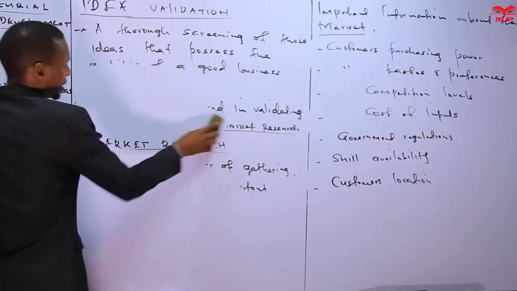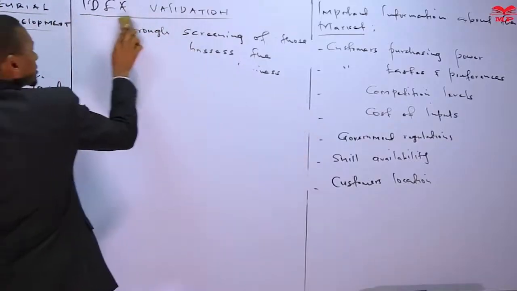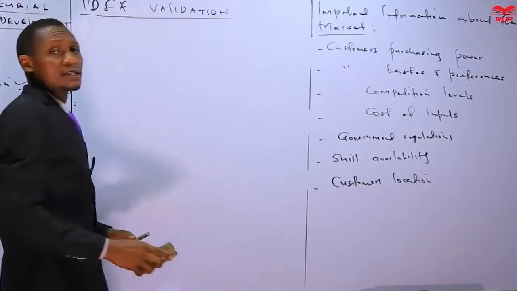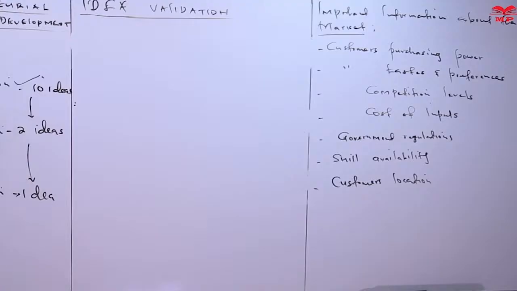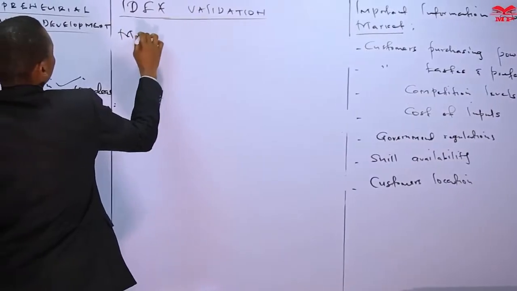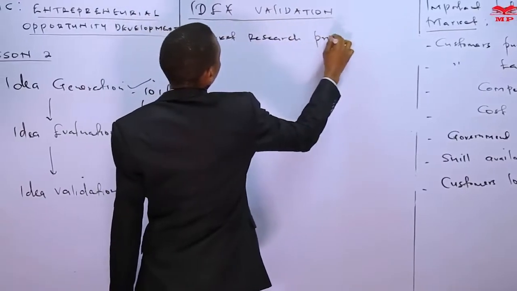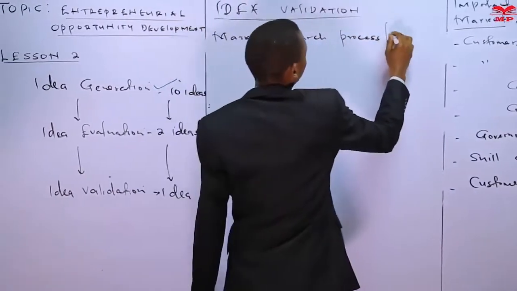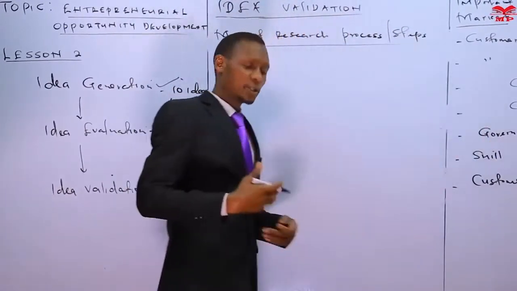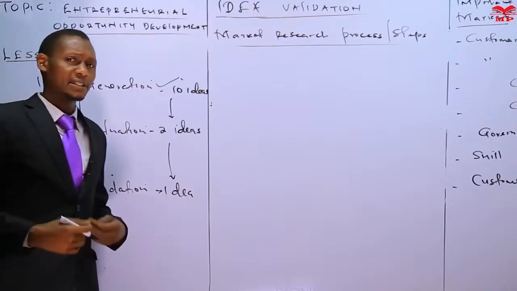Now, we will look at the market research process. This process involves a certain set of steps. So, the market research process, or you can call it market research steps. This is a systematic process that follows a systematic set of steps.